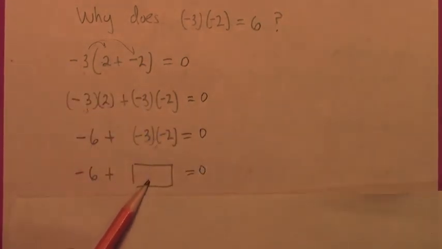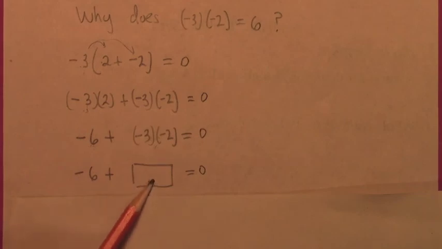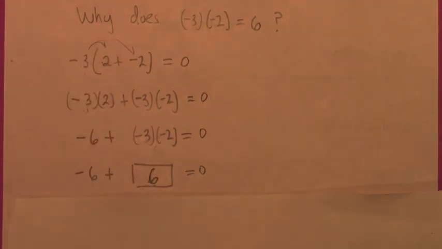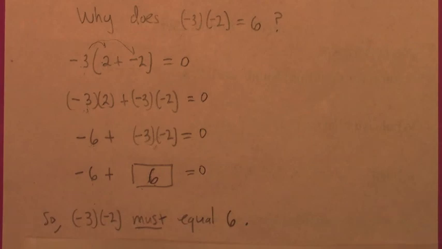This thing is what's inside the box. I just replaced it with a box so you can see it better. What number is it that you add to -6 to get 0? The answer is 6. So it has to be 6. It follows from the distributive law. So that's a reason why when you multiply -3 times -2, it must equal positive 6.